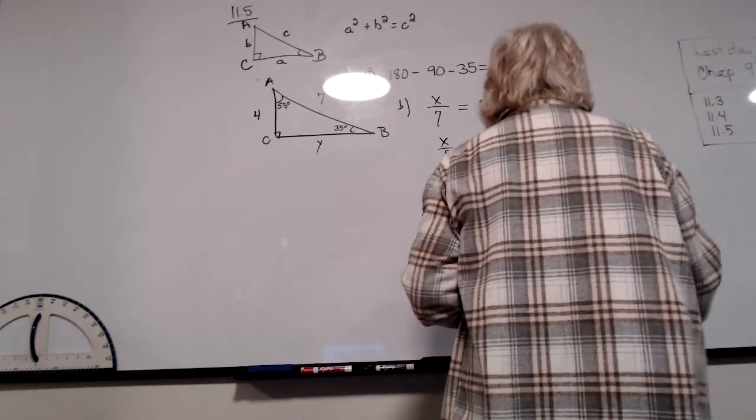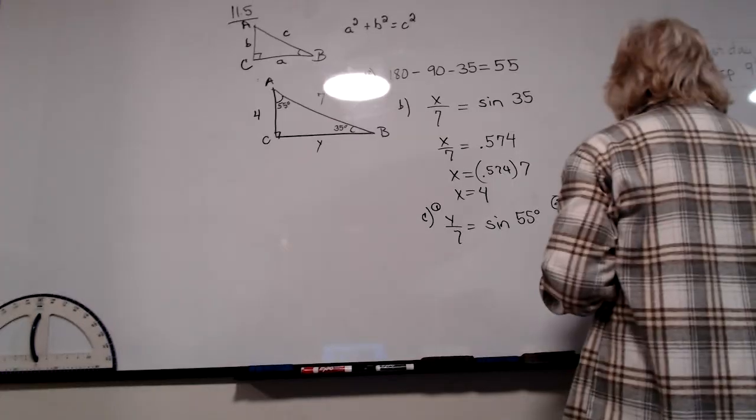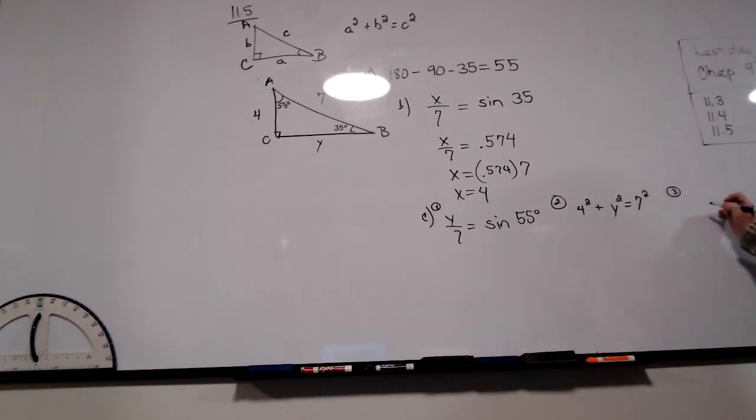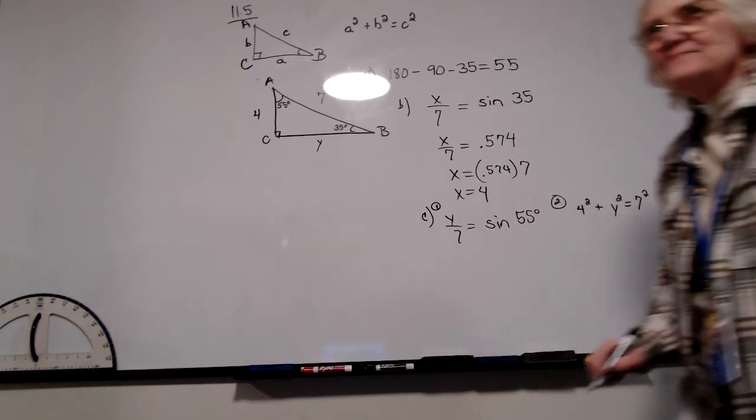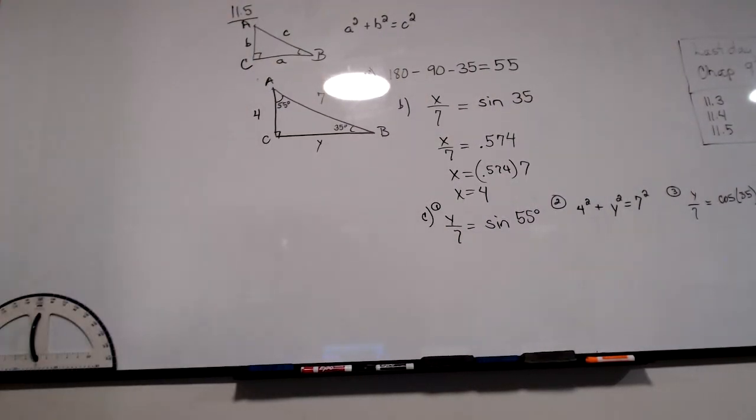So that's another way. Could we do cosine, adjacent over hypotenuse? Sure. Cosine, what would it be? Y over 7 equals cosine 35. Okay, that's another way you could do it. There is one more way. Actually, a couple more ways, but it's the same idea.